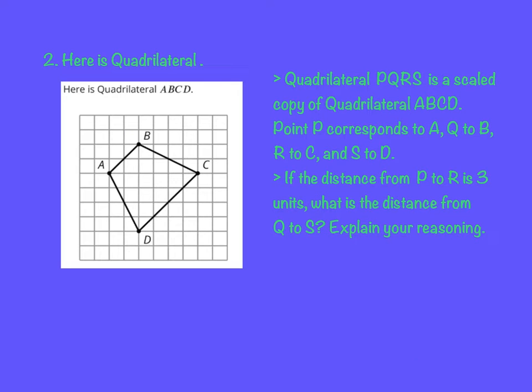Okay, next. Here's a quadrilateral. Okay, well, it's quadrilateral ABCD, to be clear. Quadrilateral PQRS is a scaled copy of ABCD, which of course is right here. Point P corresponds to A, Q to B, R to C, and S to D. If the distance from P to R is 3 units, what is the distance from Q to S?